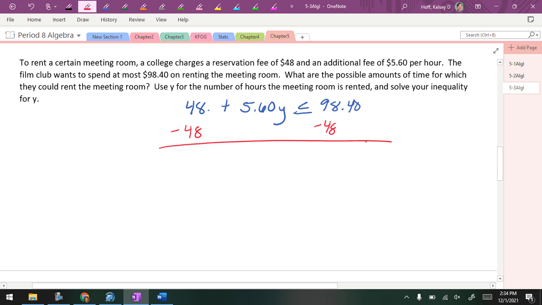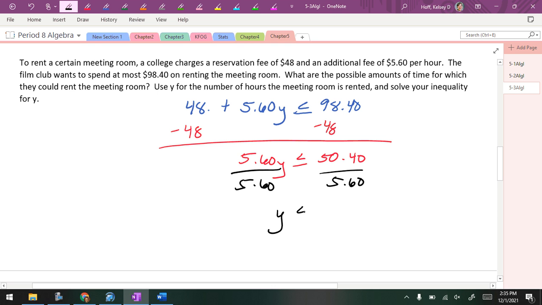5.60y is less than or equal to 50.40. Then, I hope this is a whole number. Do I need to flip that sign? No. Okay. It's gonna be just. Yeah. 9? 9.